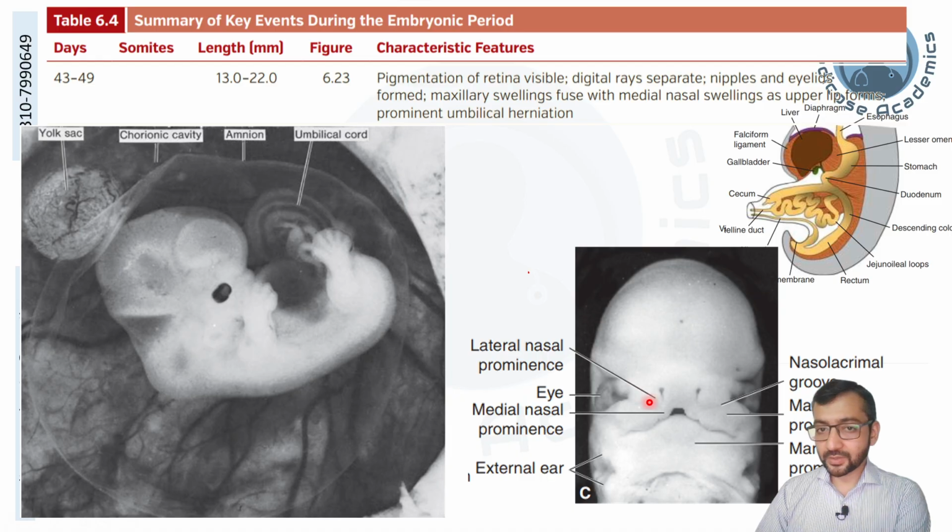So maxillary prominence, you can see these swellings that were coming near the midline, they almost fuse. The upper limb is now formed, the nostrils are here, the eyelids are here, the eye is there. So it is coming more and more like the shape we are accustomed to. So maxillary swellings are fusing with medial nasal swellings, and umbilical herniation is still prominent.